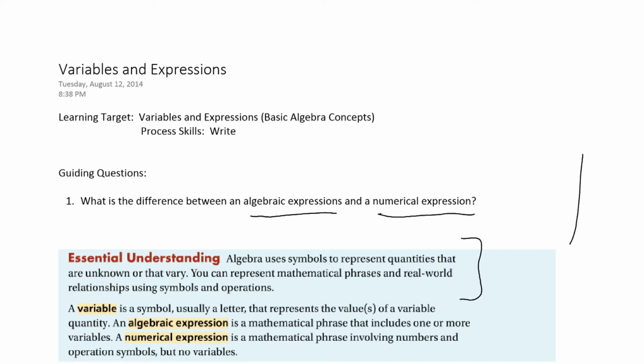It's important that you know the definition behind some key terms. Variable is a symbol, which will usually be a letter, that's going to represent the value of a variable quantity. An algebraic expression is a mathematical phrase that includes one or more variables. A numerical expression is a mathematical phrase involving numbers and operation symbols.